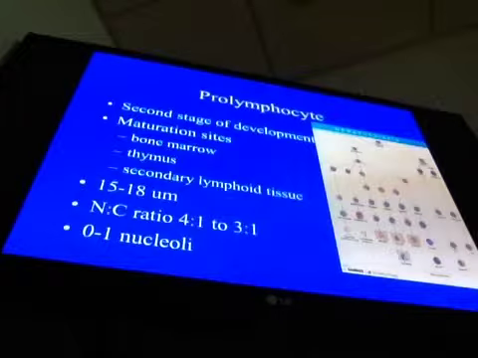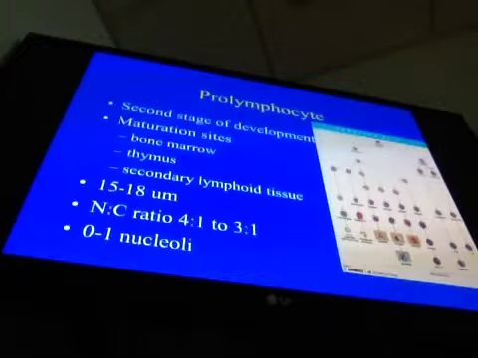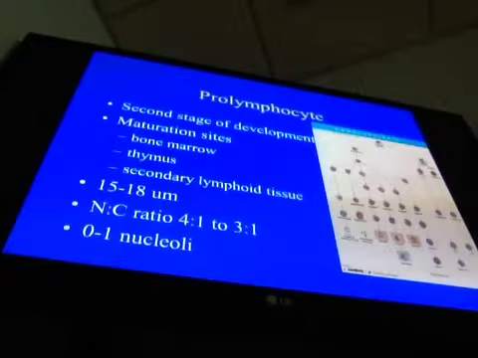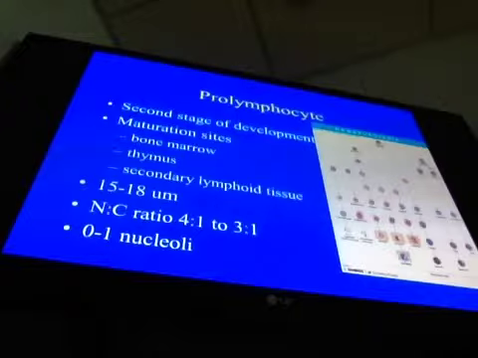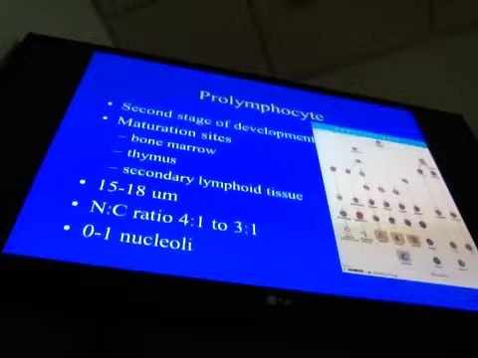The prolymphocyte, or the second stage of maturation, occurs either in the bone marrow or the thymus, or can also occur in the secondary lymphoid tissues. So we really look to that prolymphocyte as the more mature. Anything past that blast stage is considered more of a mature lymphocyte. Similar nuclear to cytoplasmic ratio, you may see nucleoli, but you may not see nucleoli. And at this point, really, you rely on special stains to differentiate a prolymphocyte.